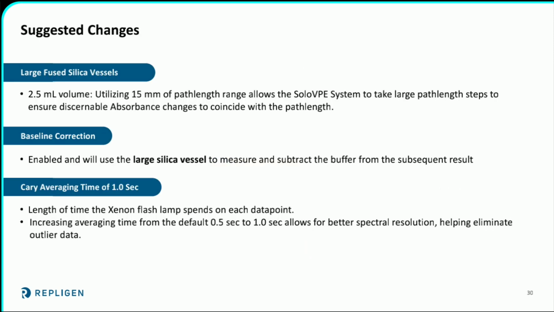So suggested changes for the low concentration method would be we need more path length range. We need more than 5 millimeters. So the other option we have is the large glass vessel. So that's going to be 2.5 milliliters of volume. And it's very common for any of our customers to do any buffer evaluations with this large vessel.